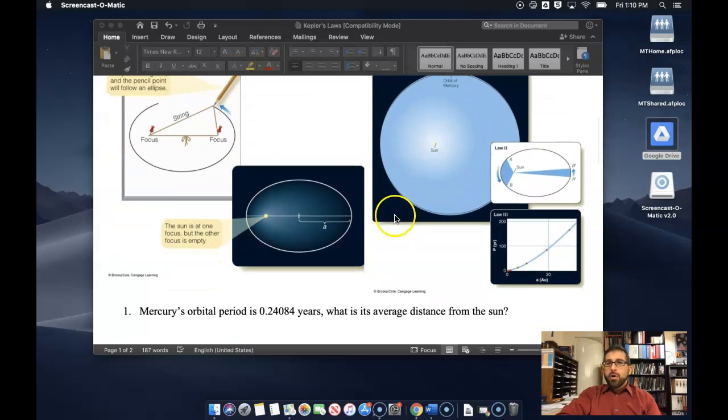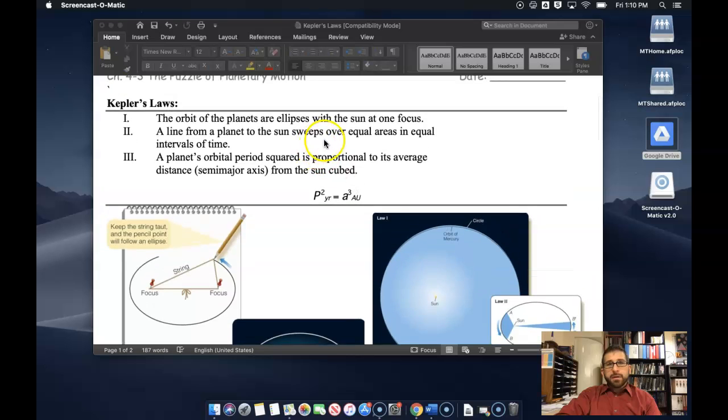So Law 2 says a line from a planet to the sun sweeps over equal areas in equal intervals of time. So equal areas are located here in blue. You'll notice this is an area between point A and point B, and in an equal period of time, the planet would move across the outer portion of this orbit from A prime to B prime in a shorter angular distance, but if you took the area of this, it would be equal to the area of this. So equal areas in equal intervals of time.